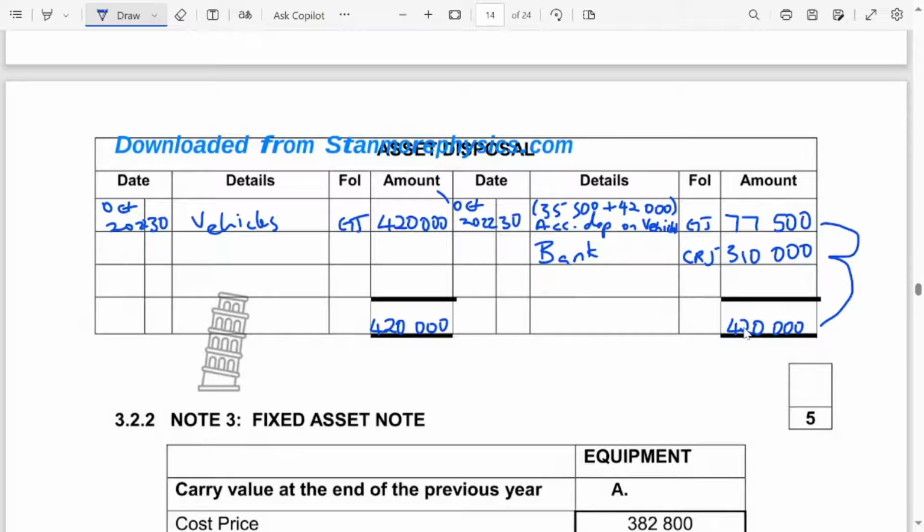Let's find the difference. 420,000 minus 310,000 minus 77,500. That is going to be 32,500. So this is a loss on sale of the fixed asset, which is going to your income statement under operating expenses. It's an expense.